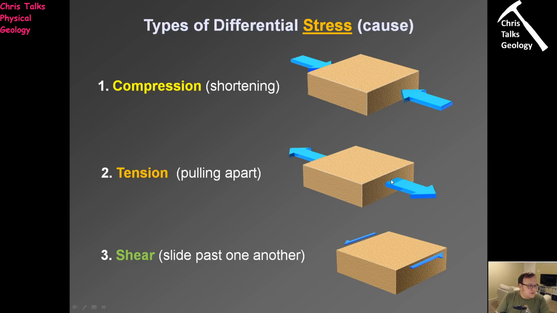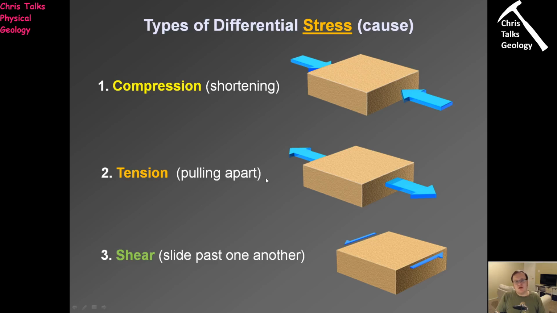Okay, so what are our three types of differential stress? Well, the first type is a compressional stress, and this will lead to what's referred to as shortening. So our piece of rock that was this long is shortened and is now this long because we've compressed it. Obviously, that's going to be caused by a compressional force.